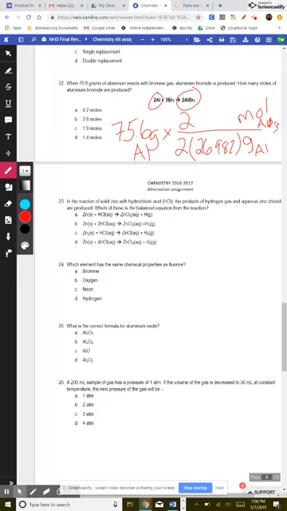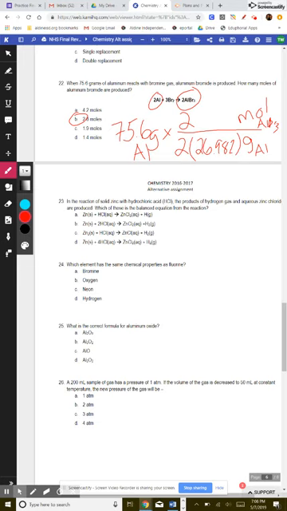Okay. Then I plug that whole ratio into my calculator. So I do 75.6 times 2 divided by 2 times 26.982. And I got 2.8 moles. And that took way longer than what it was supposed to.